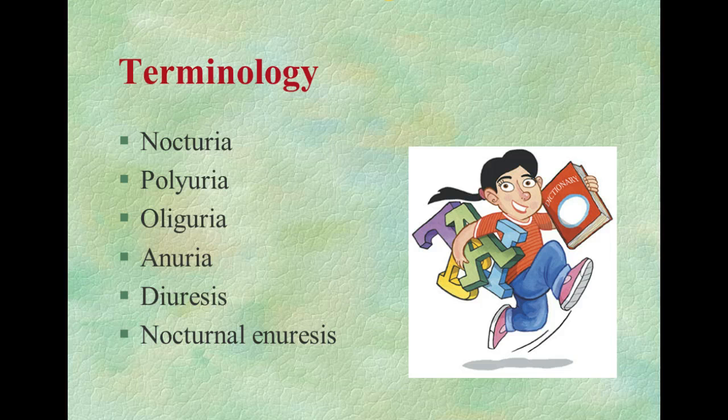Diuresis is an increase in urinary production. Often it's due to fluids such as caffeine. And nocturnal enuresis may continue up to 5 years of age. We expect potty training to occur with children between the ages of 2 to 3 years of age.